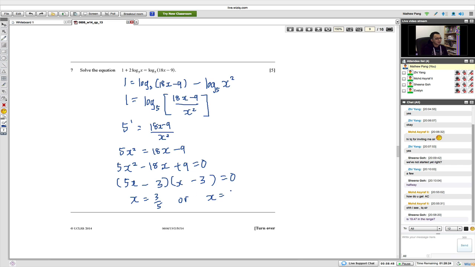Okay, this log question is quite simple. But if at the beginning you try to expand the log 5 of 18x minus 9, then you will get the whole question wrong. Alright. If not, the 5 marks are very easy to get compared to other questions. Just need to understand the basic rule of log. Alright. If no problem, we're going to move on to number 8.